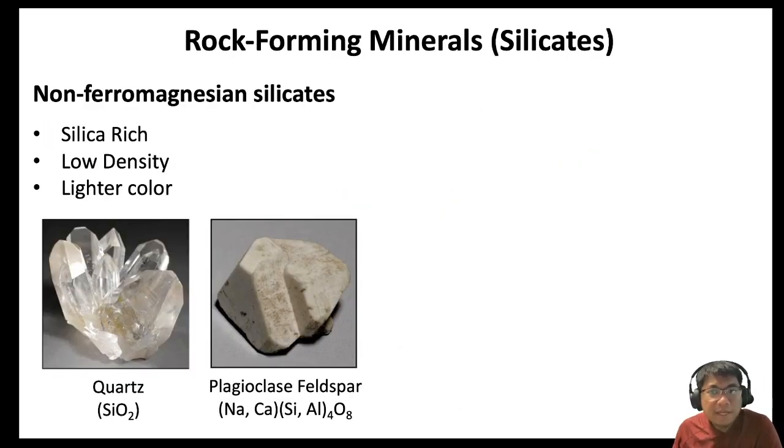Now we can also subdivide silicates into two main subdivisions. The first one is called the non-ferromagnesian silicates. Non-ferromagnesian silicates are rich in silica, have low density, and have a light color. For example, here is quartz. It has silicon and oxygen. This is plagioclase feldspar. It also has silicon and oxygen among other types of elements as well.